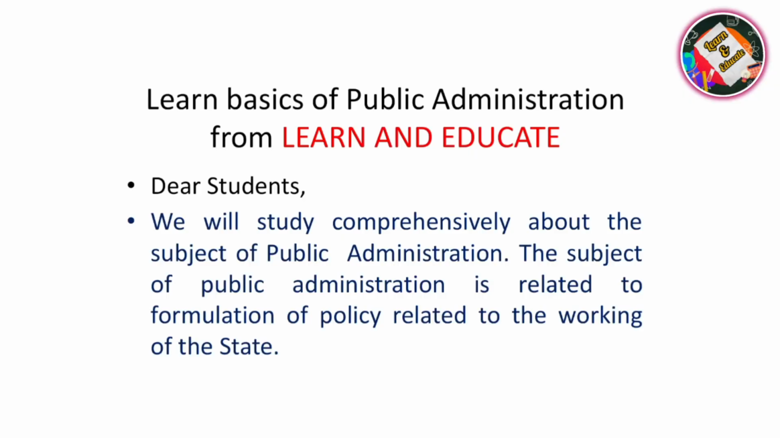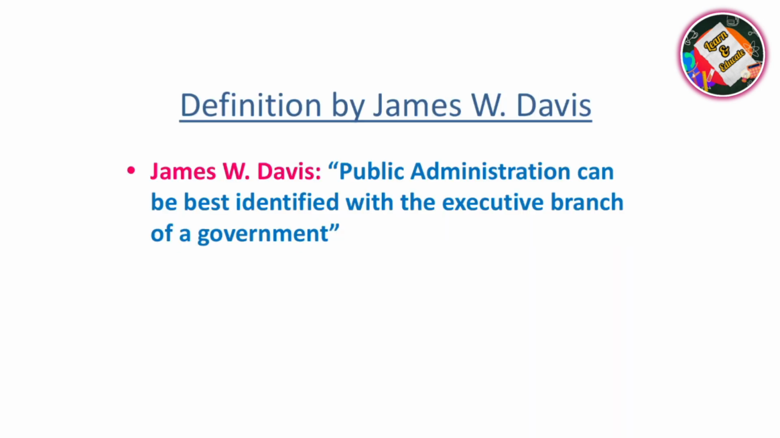Dear learners, we'll study the definition of public administration as given by James Davis, wherein public administration is best identified with the executive branch of a government. The executive branch is responsible for enforcing the laws, implementing policies, and executing the plans. It is about running the day-to-day affairs of the state.